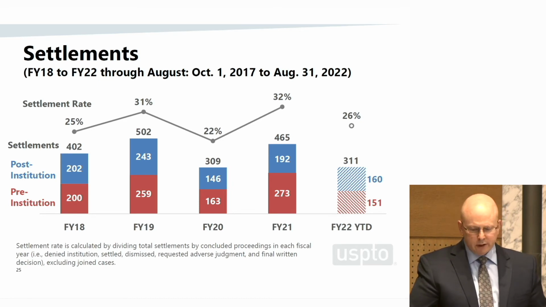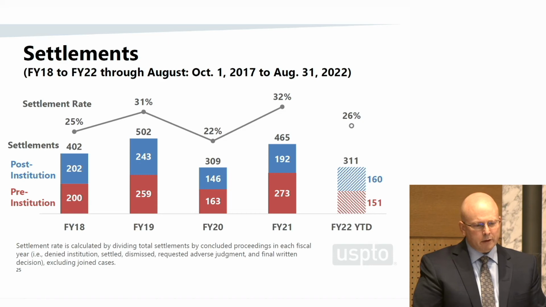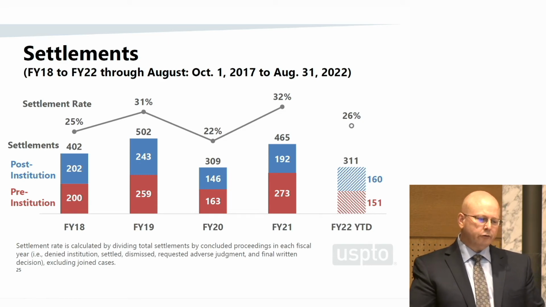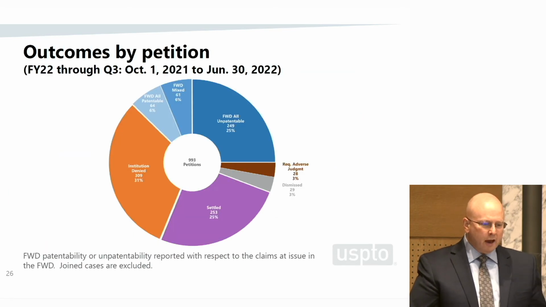This graph is broken out by pre- and post-institution settlement numbers, and you can see they're roughly equal between pre-institution and post, although usually if one's going to be greater than the other, there tend to be more post-institution settlements than pre-institution. And lastly, I'm just going to show you a few outcome slides.